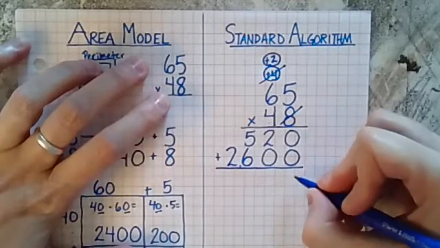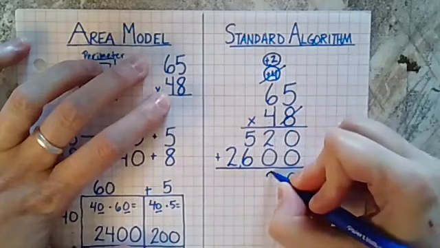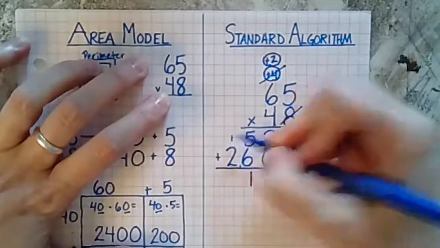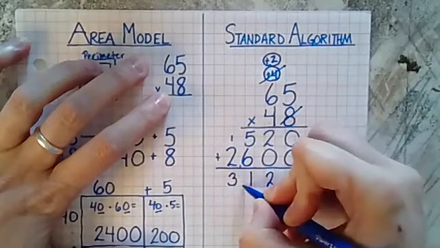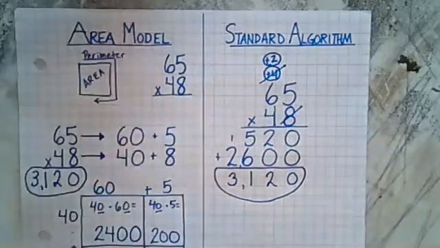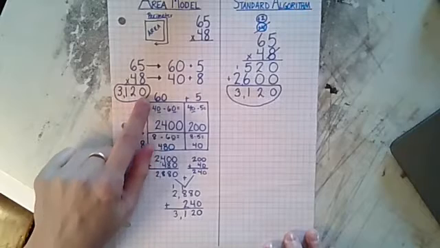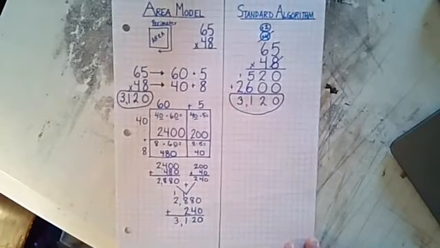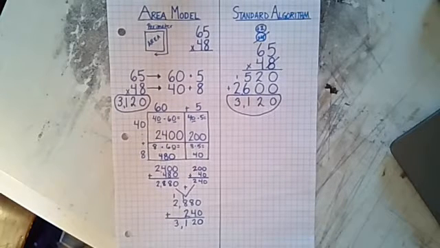Okay, so 0 and 0 equals 0. 2 plus 0 equals 2. 5 plus 6 is 11. And I'm going to carry that. And 1 plus 2 is 3. And I know 1, 2, 3. And I circle it because it is now my final answer. And when I look and I compare my two answers, 3,120, 3,120. And that is how you do area model and the standard algorithm.